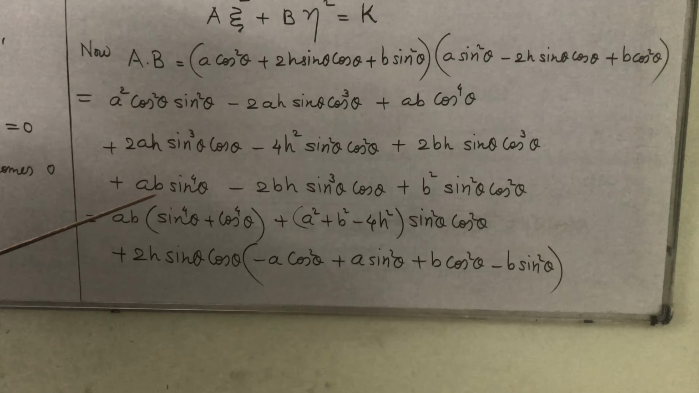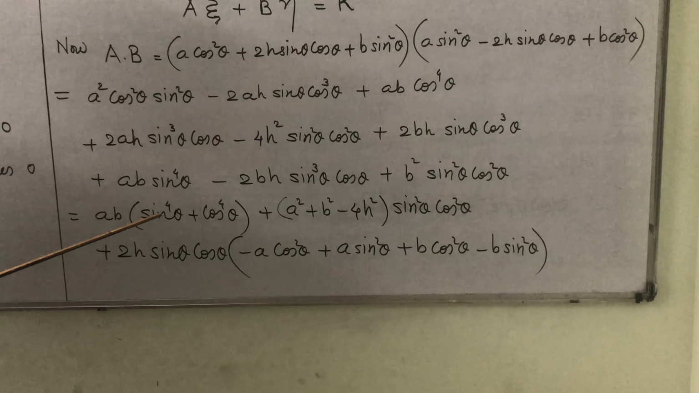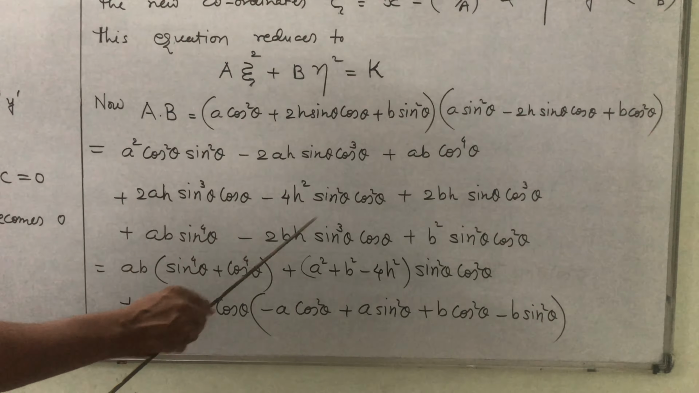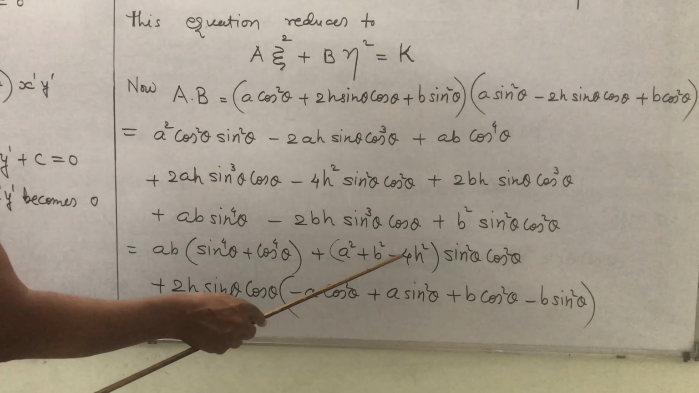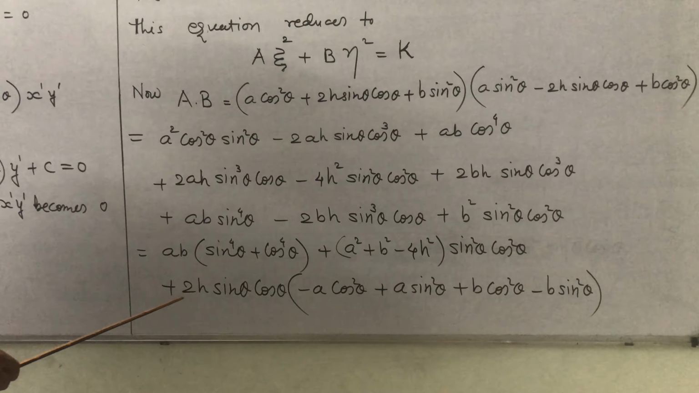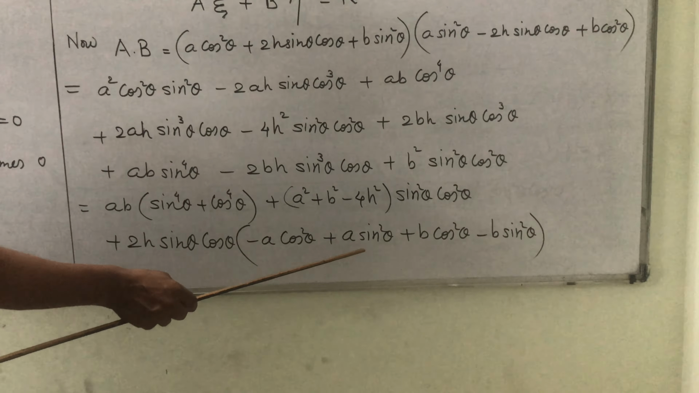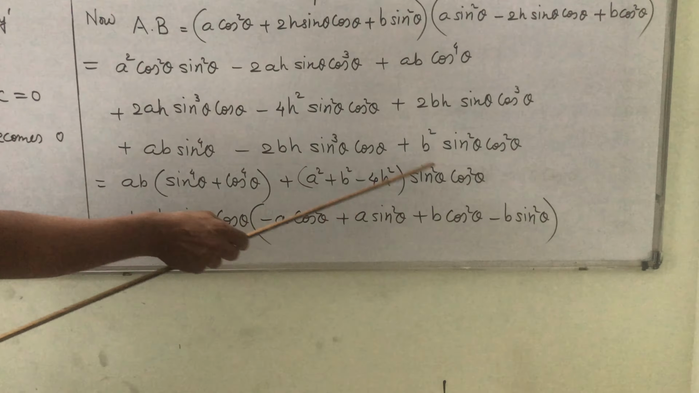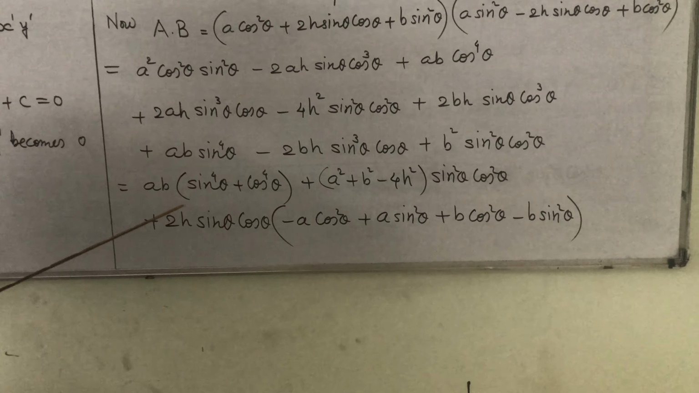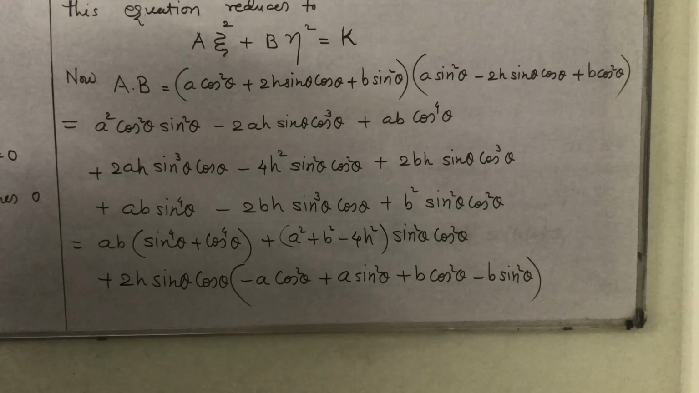Now readjusting terms, this term and this term simultaneously: ab into sin theta raised to 4 plus cos theta raised to 4. Simply observe these terms: a square plus b square minus 4h square into sin square theta cos square theta. And this one: 2h sin theta cos theta into bracket, minus a cos square theta plus a sin square theta plus b cos square theta minus b sin square theta. We have adjusted these terms like this. Observe this. You can check your own calculation.